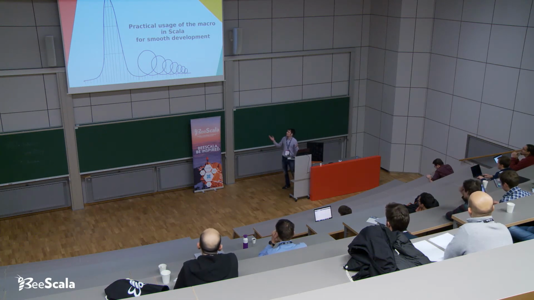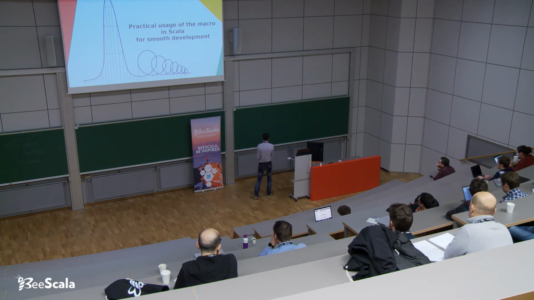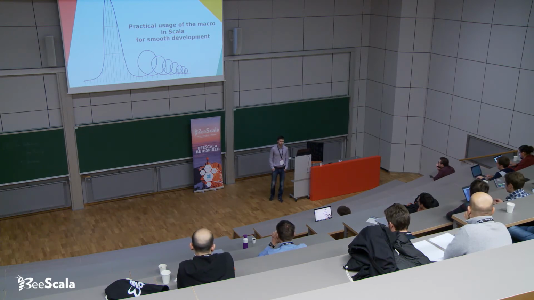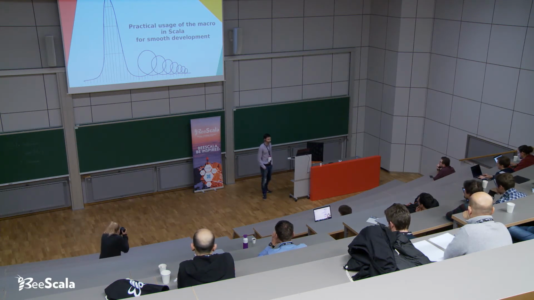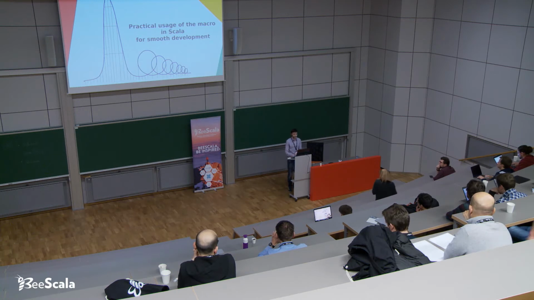So, practical usages of the macros in Scala for smooth development. Let's define what we call smooth, in fact. For me, smooth is when we don't have stupid mistakes. Stupid mistakes are typos, resource leaks, locks, and many simple things. If you do some stupid manual JSON serialization and forget to close some object, that's one of the things I don't like, and I think those are mistakes which can be easily avoided with some effort.